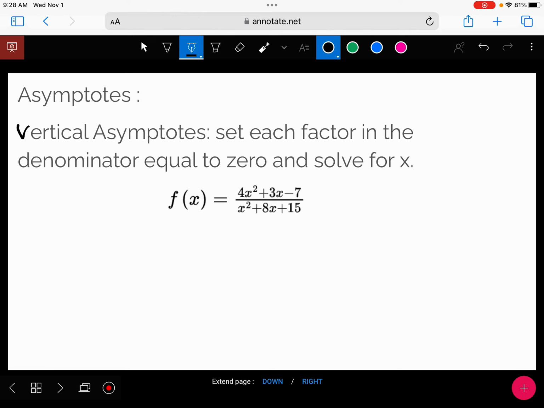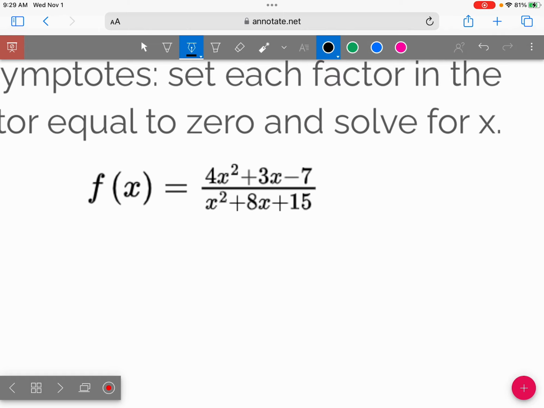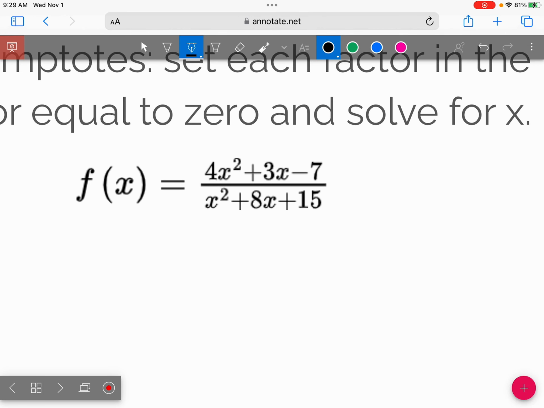And only one. All right, so vertical asymptotes, we're going to set each factor in the denominator equal to 0. So we've got to factor this guy, and we're going to do all the things. So let's factor everything: let's factor our numerator, factor our denominator, factor all the things. So let's factor our numerator.